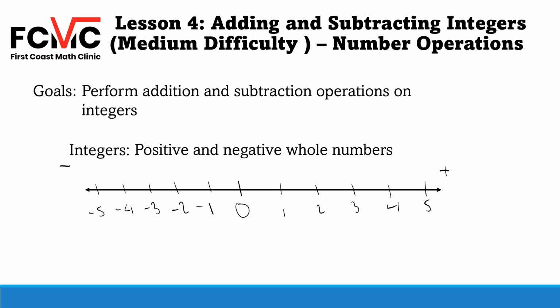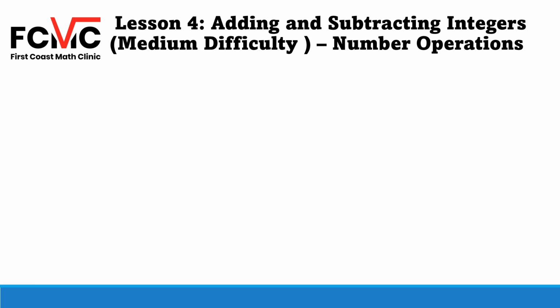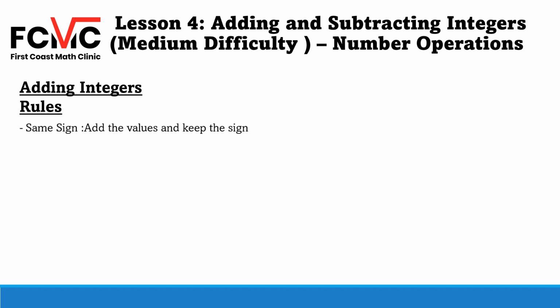So let's just quickly review our rules for adding and subtracting integers, and we'll get into some examples. We'll start with our rules for adding integers. If we're adding two numbers that are the same sign, we're going to add the values and keep the sign. So let's say we're adding -4 plus -7. We add the values and keep the sign. So 4 plus 7 is 11, and a negative plus a negative is going to give us another negative.